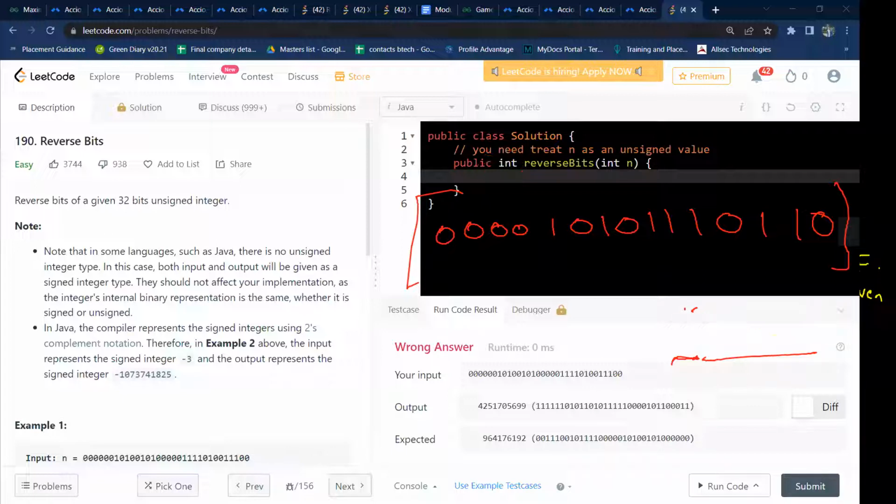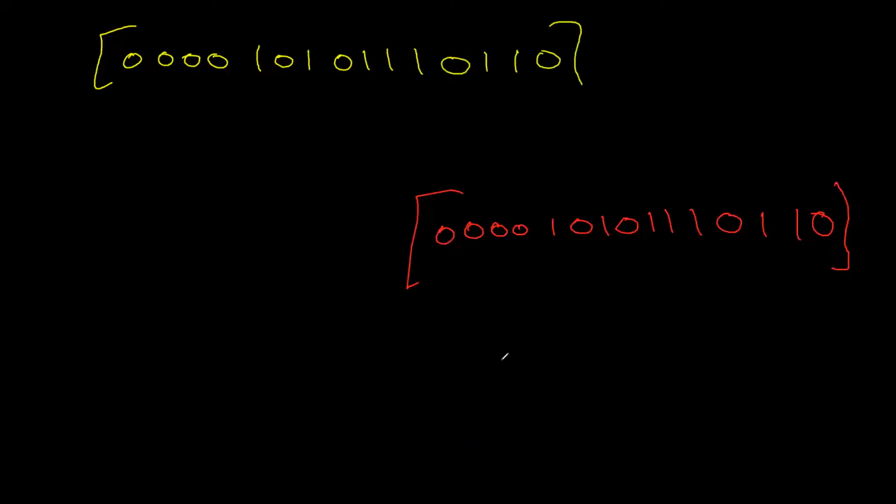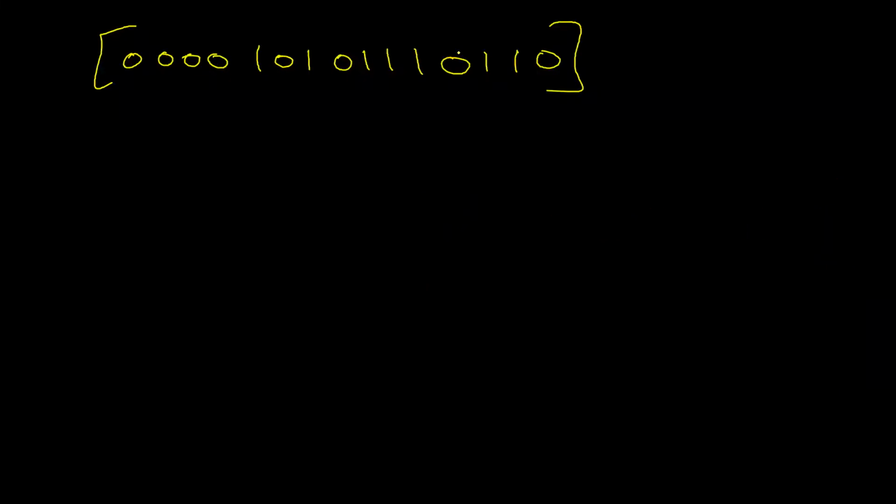Let me go to my PPT. You have a value like this, it could be a 32-bit integer, but I'm just choosing some 16-bit or whatever integer. You have a value like this, that is the value n. You're supposed to return an answer which is exactly the reverse of it. Tell me guys, how do I do this?